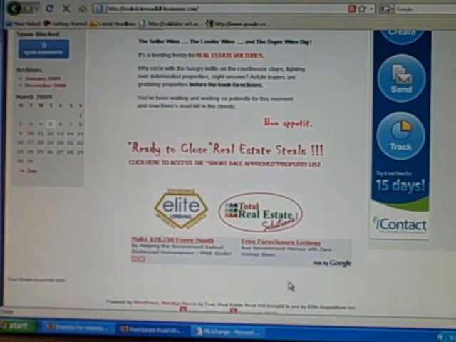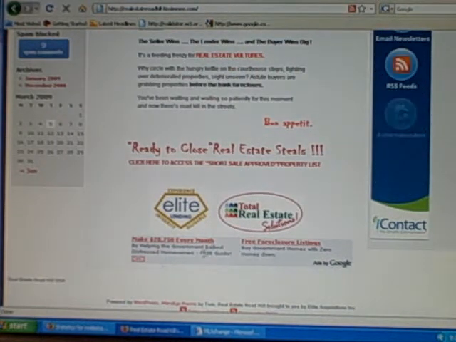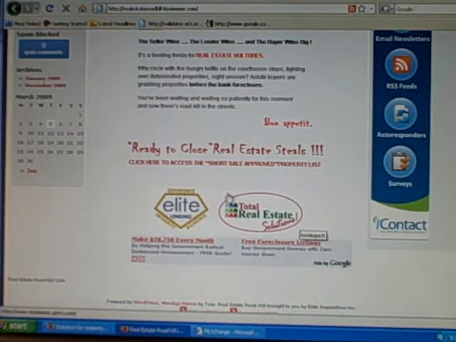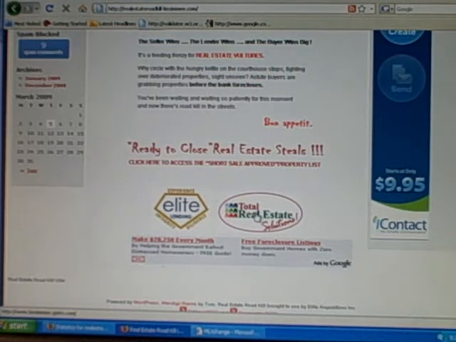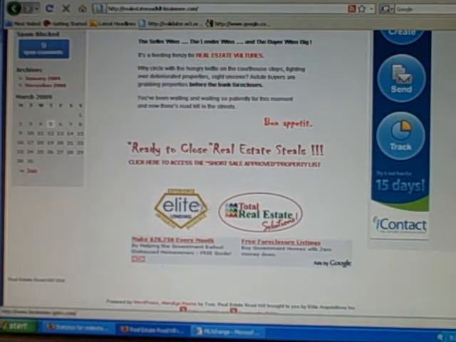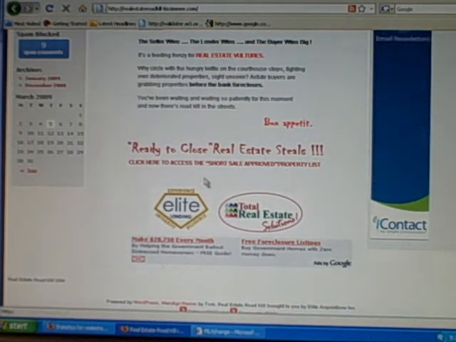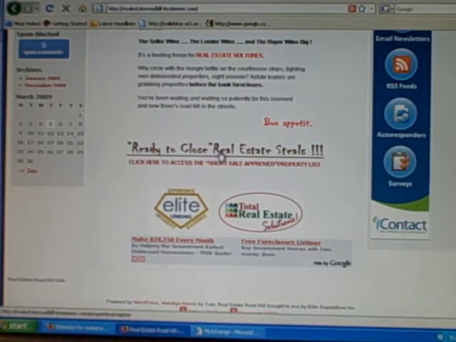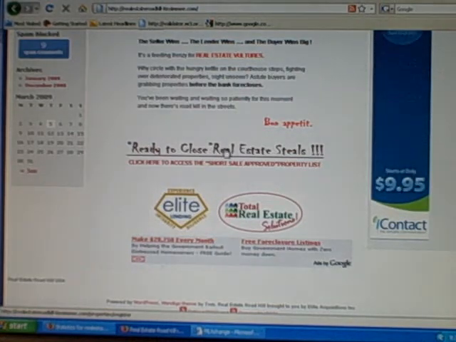Then across the bottom, again, this is another form of AdSense ad. Here you'll have the opportunity of having your own banner ads or links to other sites that you may have, or you can even sell this advertising space to someone else. And of course here the ready to close real estate deals is a link, and there are multiple links over the site for people to get to the list.